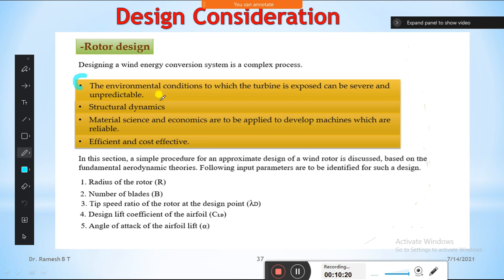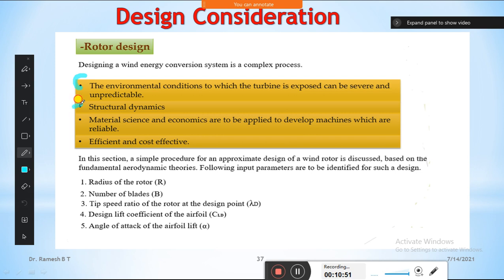Second thing is structural dynamics. Structural dynamics means because of the rotations, we should provide proper support and proper foundations, and it should absorb all sorts of vibrations which are produced at the time of rotations. These are all mechanical devices, and at the time of rotation they may produce undesirable forces that we should avoid. That's why it needs a strong structural dynamic.